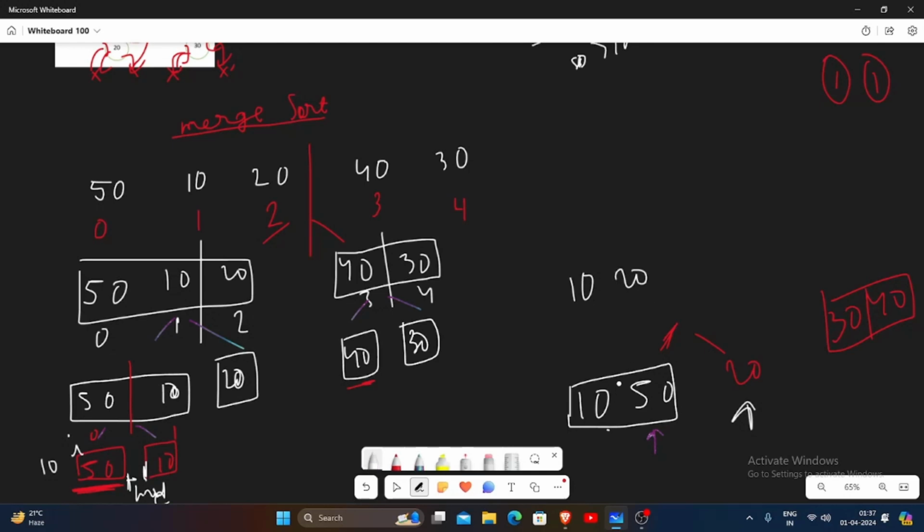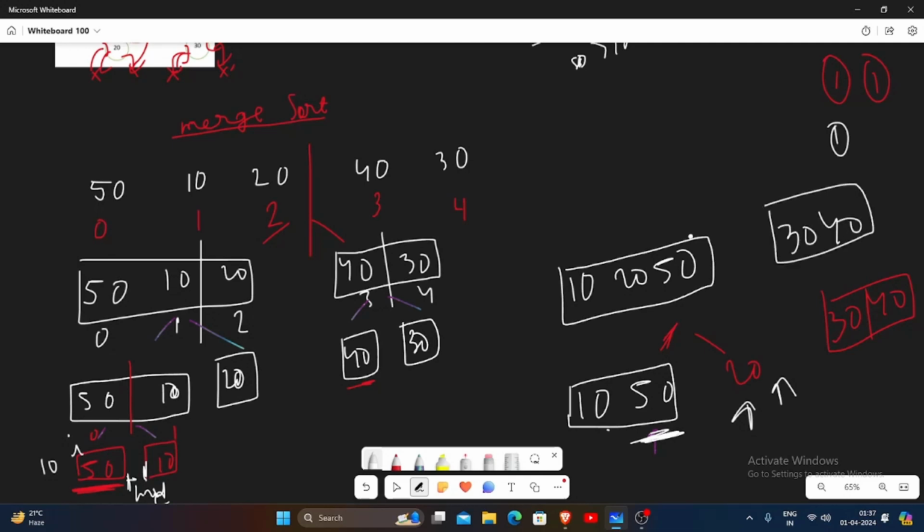But since I am putting 20 here, so these number of inversions, so there is one element, we get one more inversion, and now we get 20, and since now there is no more element, so 50 would be here. So we get 10 20 50. So now we get, and from here we have 30 40. Now we will merge these 30 40, and so again similar thing will happen.